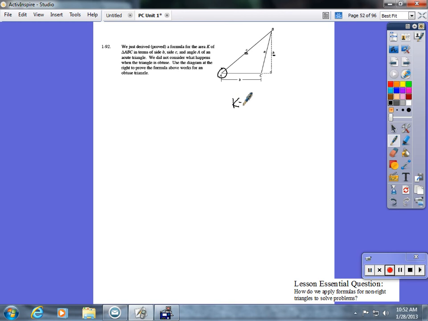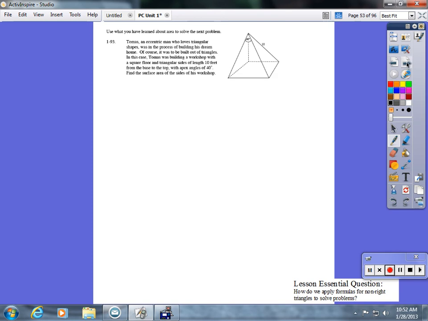The formula is still going to be 1/2 ab sine of angle C, or it could be 1/2 bc sine of angle A. Now, any combination of side, angle, side will work. It just depends on which side, angle, and side you've been given in the problem. Use what you have learned about area to solve the next problem.